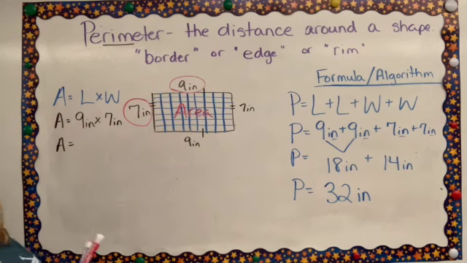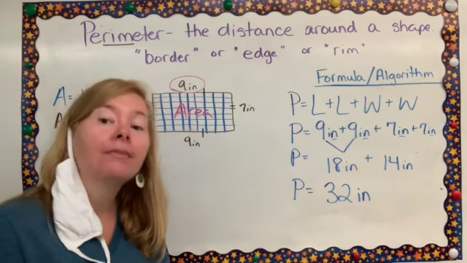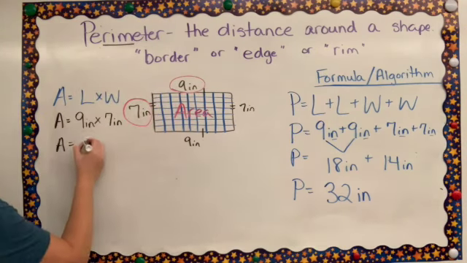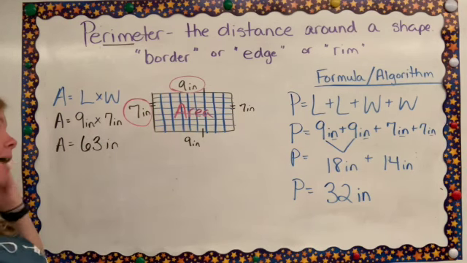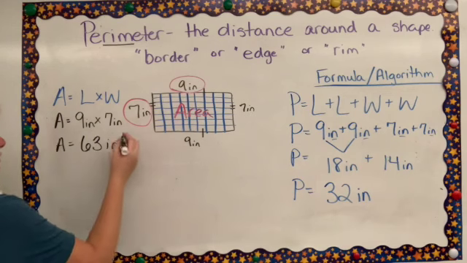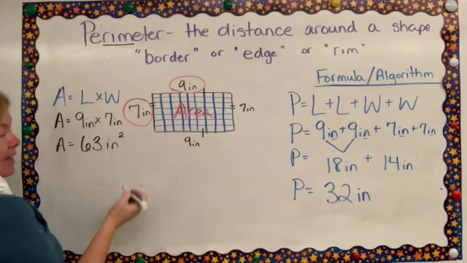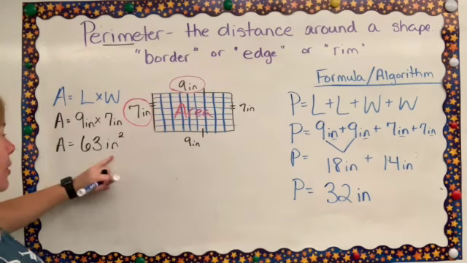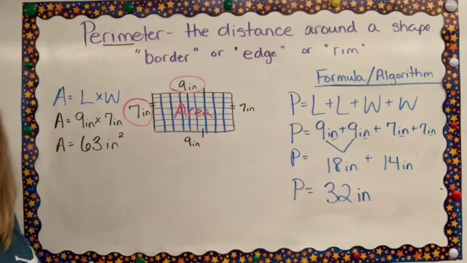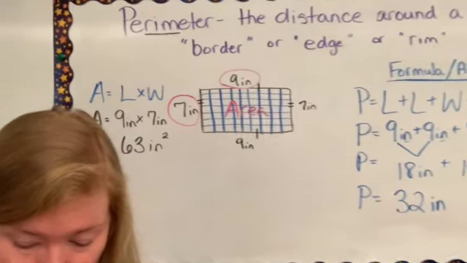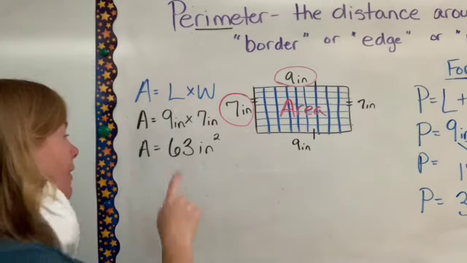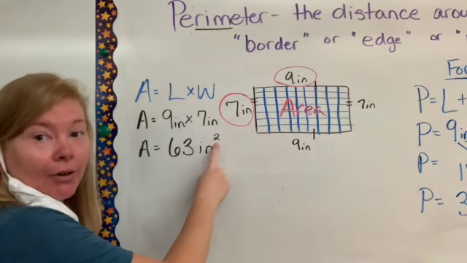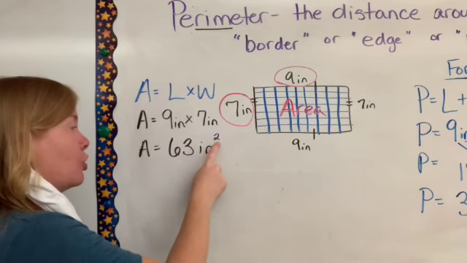What is 9 times 7? Yes, 63 inches, but this time you have to put something that's called square. It's a little 2. So you have to put that little 2 up there. Let me get a little closer so you can see it. You have to put this little 2 right here to say that it is 63 inches square.